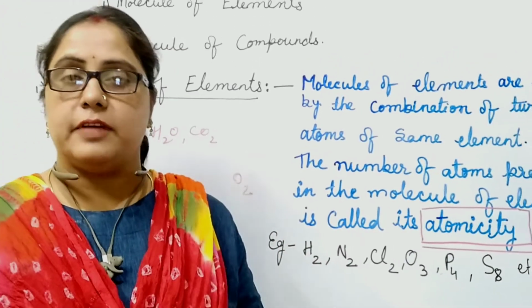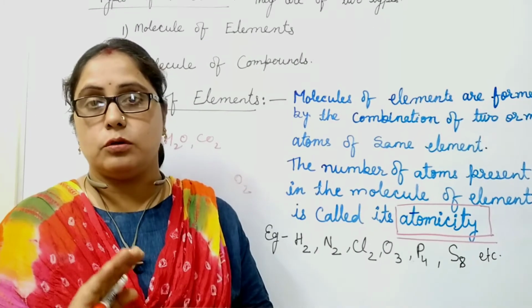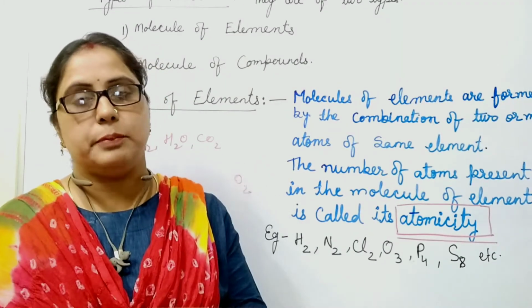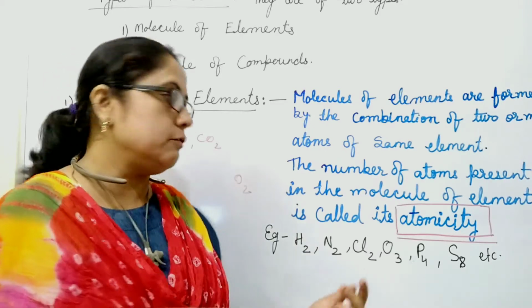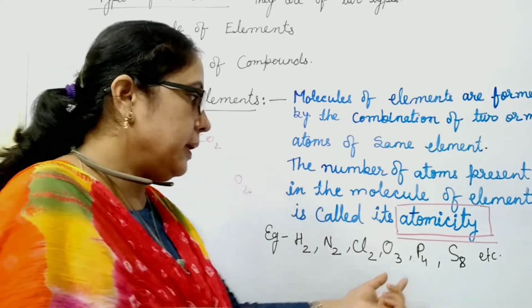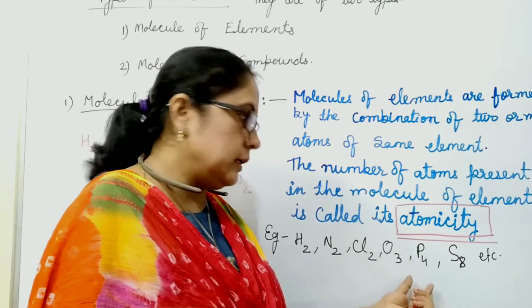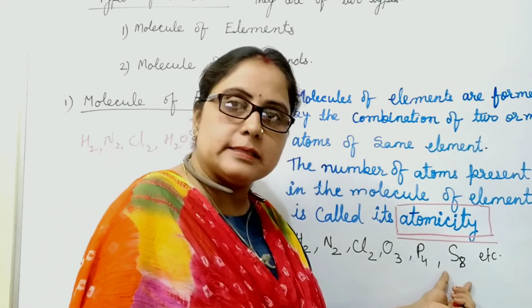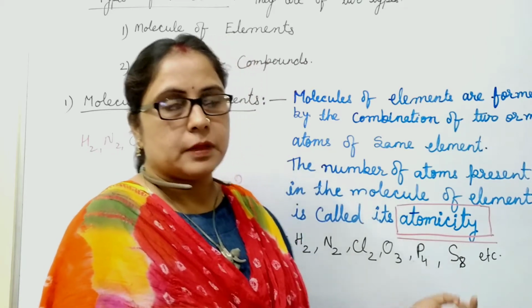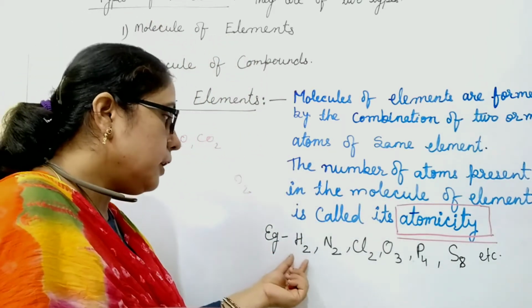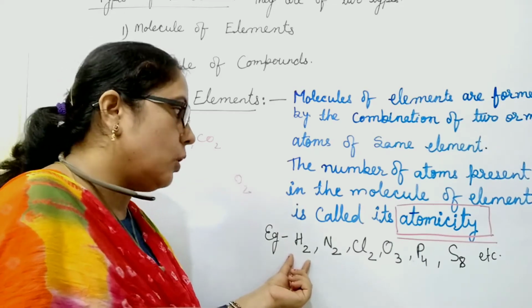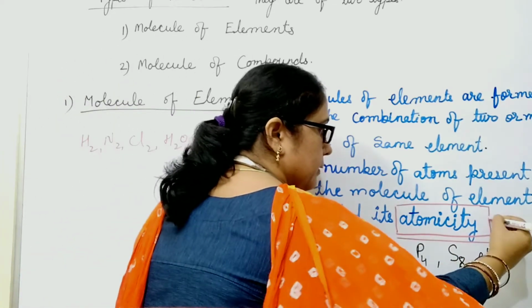They are very reactive, so they do not exist in a free state. They combine together, become stable and exist in the form of molecules. P4 is used for the representation of a molecule of phosphorus and S8 is the molecule of sulfur. Students, the number of atoms present in the molecule of an element is called its atomicity.